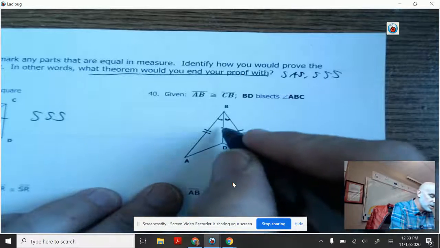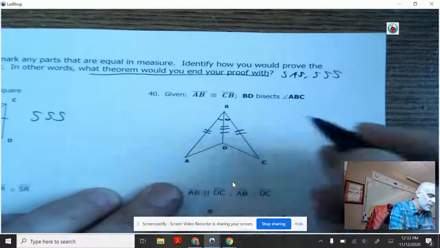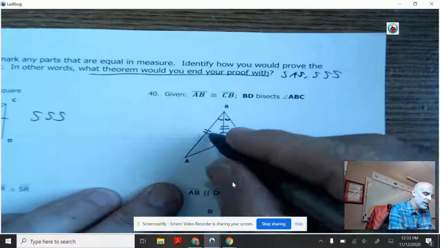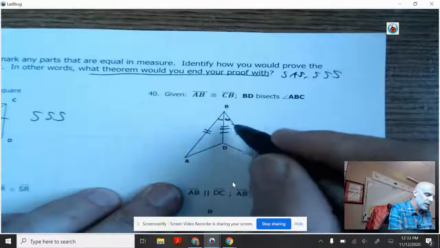I also have this shared side automatic in the middle. So which one would this one be? This would be side, angle, side.